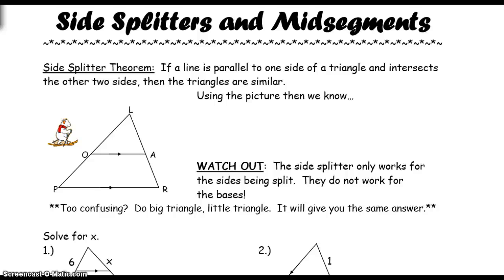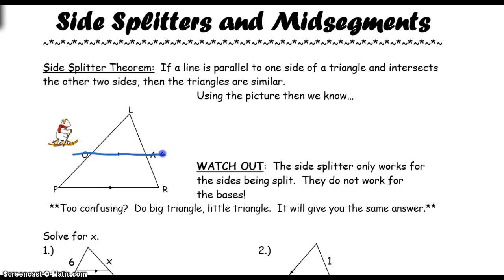All right, we're going to continue on with our triangles and talking about similarity. And today we have the side splitter theorem. It says if a line is parallel to one side of a triangle and intersects the other two sides, then the triangles are similar. So let's think about what's going on in this picture right here.